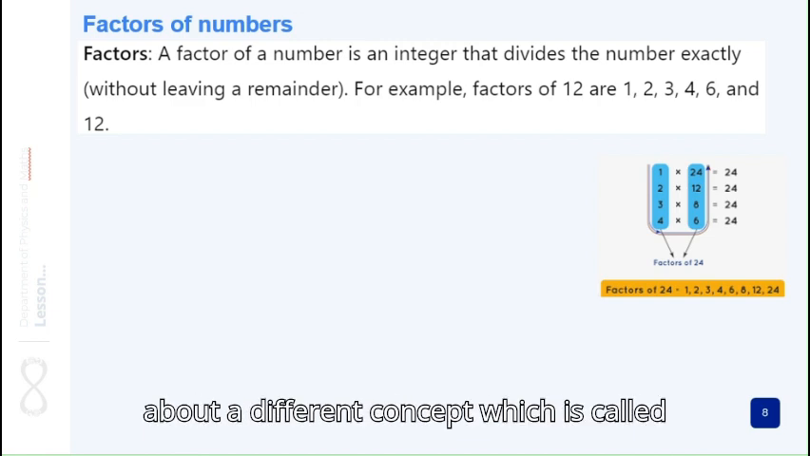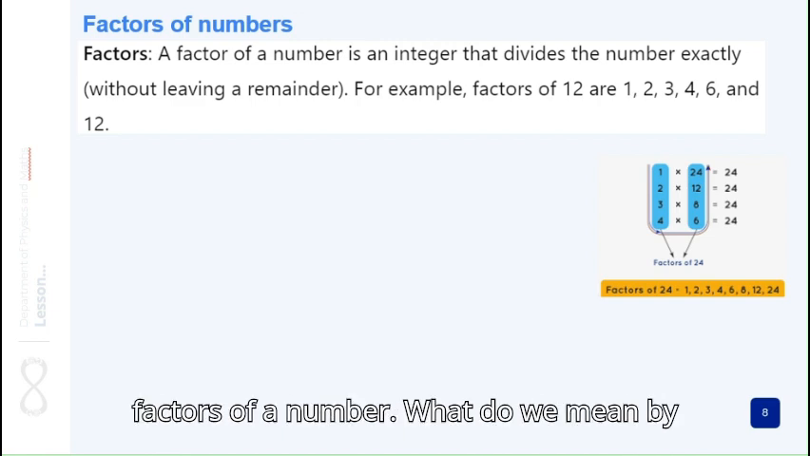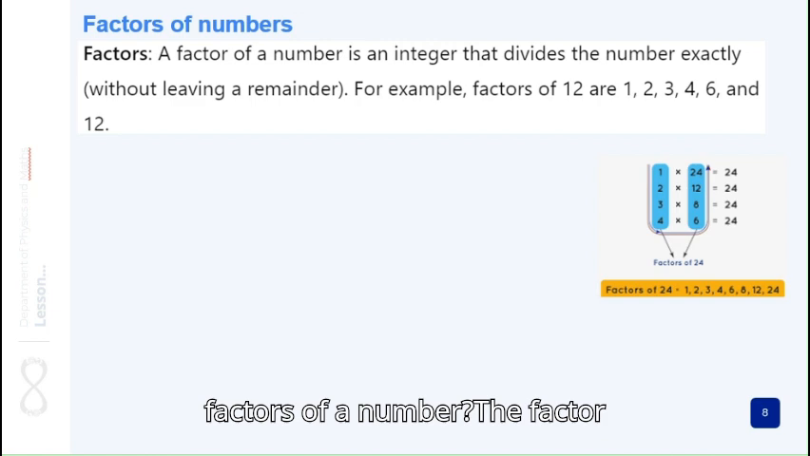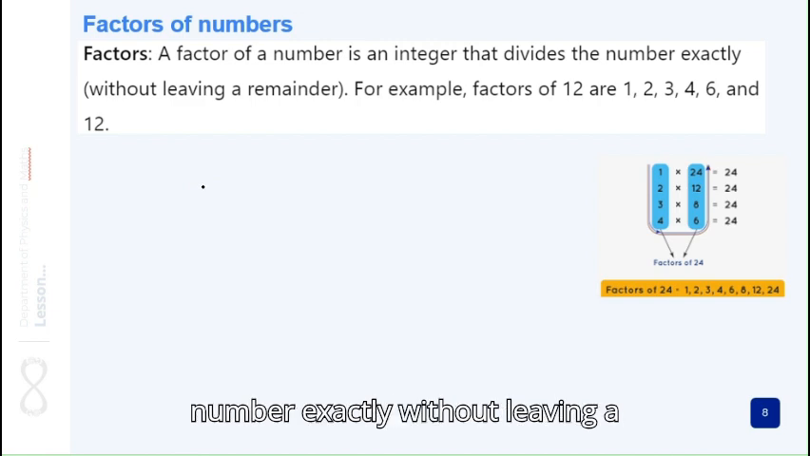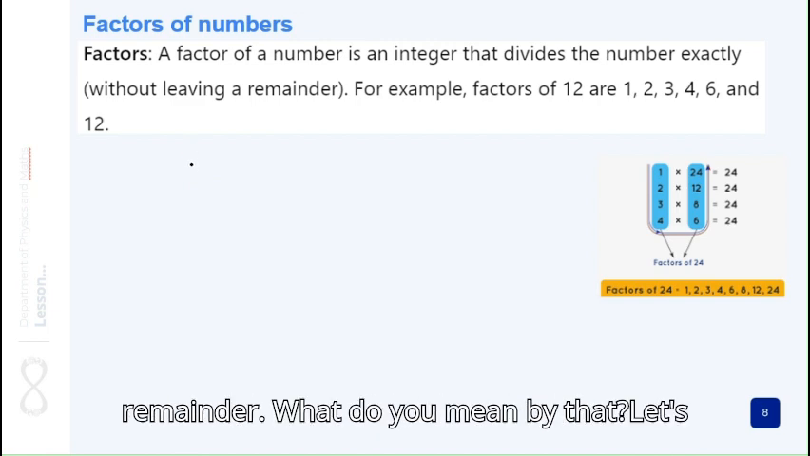In the previous section, we have seen the multiples of a number. Now we will talk about a different concept which is called factors of a number. What do we mean by factors of a number? The factor is the number that can divide the number exactly without leaving a remainder. What do we mean by that?